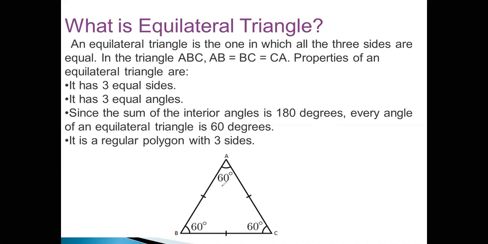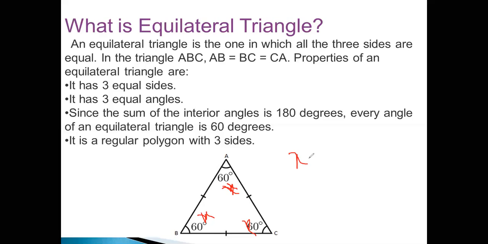Here 60 degrees is written, but don't take it as 60 degrees for now. Now I am saying how it came to be 60 degrees. Let us take this angle as x. One angle is x. If all the angles are the same, then this angle will also be x, and this angle will also be x. So we have three angles, all equal to each other: x, x, and x.